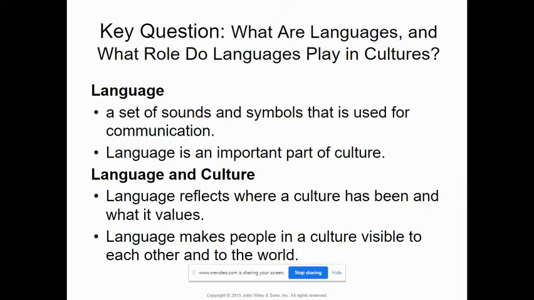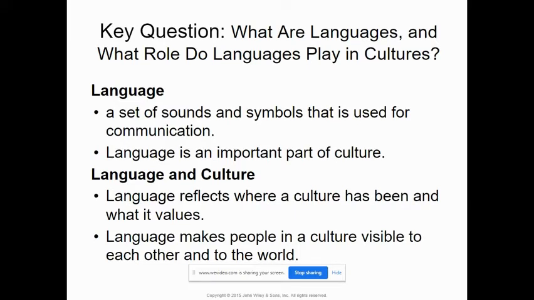So, when we think of language, I think we all can understand what we're talking about there. But a simple definition is a set of sounds and symbols that is used for communication. When we think about different languages, we often think that if we can understand each other, then we're probably speaking the same language, although we might be speaking different dialects of that language. You can think of a dialect as an accent or a way of speaking or the words that you use.